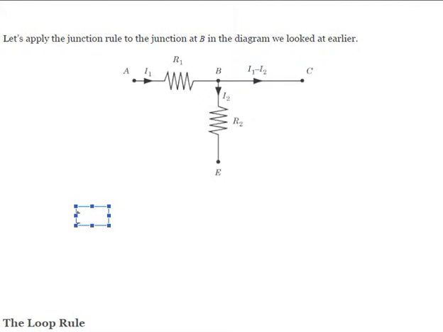Alright, so really that's pretty much it for the junction rule. All we said is the current going into a junction equals the current going out. So if we look at B right here, the current going into it is I1. And it has to be the same as the current going out, so that is I1 minus I2 plus I2.